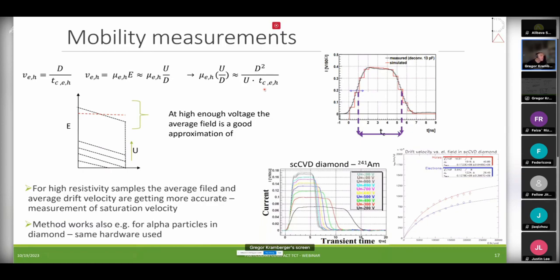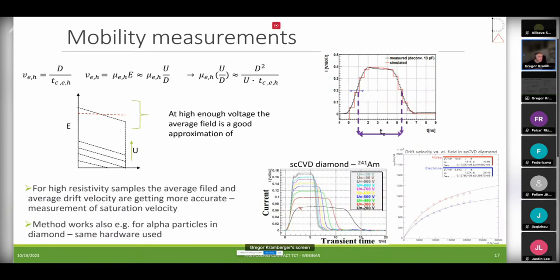So a lot of semiconductor physics with a very simple measurement. What I wanted to show you, since I mentioned that we can also use alpha particles instead of the laser, if your lab or your practicum exercise at the university has a americium source. So this is, for example, single crystalline diamond using this method.